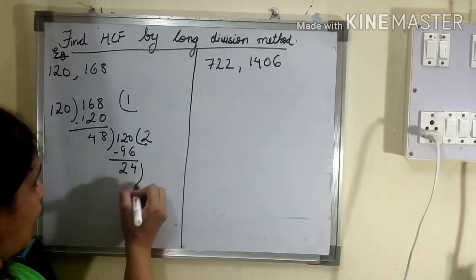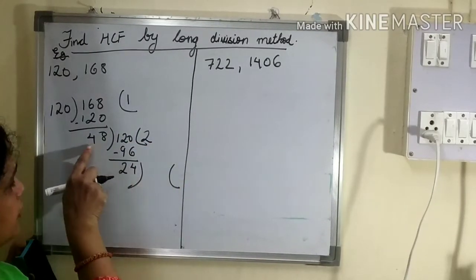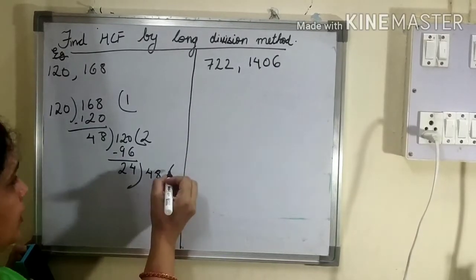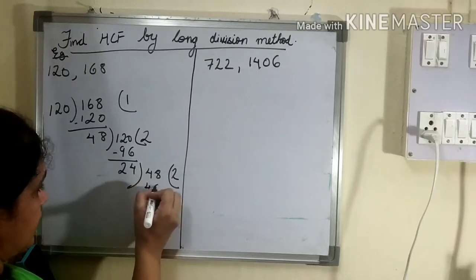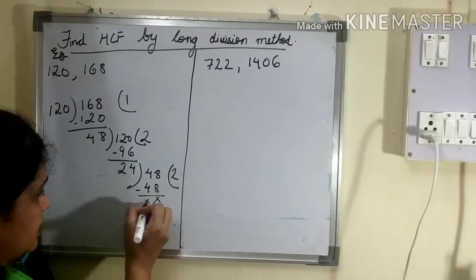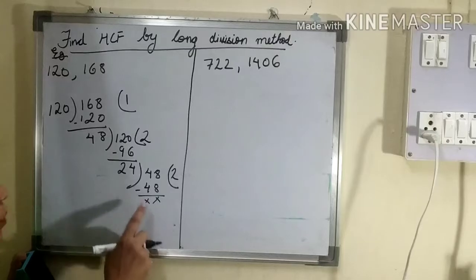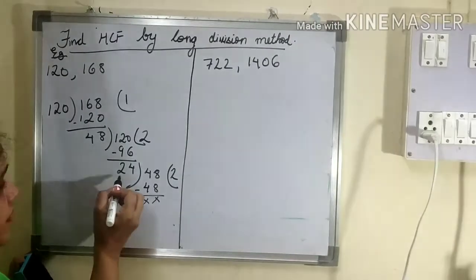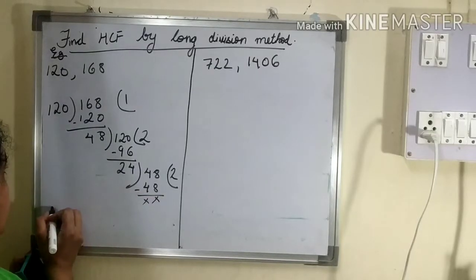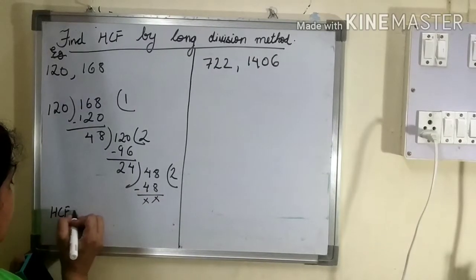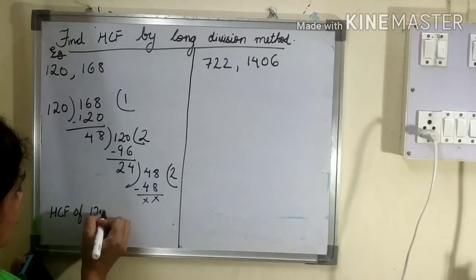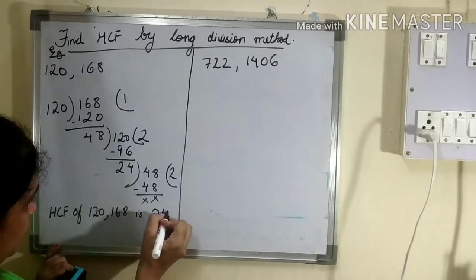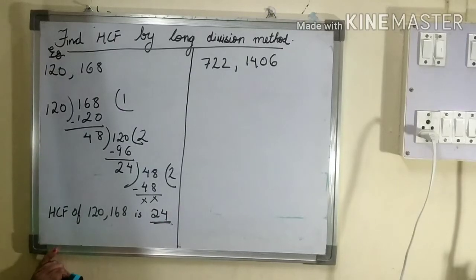Okay. Now this will be the divisor, and which will be the dividend? 48 will be the dividend. Now 24 2s are 48. Now no remainder is left, and according to the steps we proceed till we get no remainder. Now this completes our division, and the last divisor becomes the HCF. So HCF of 120, 168 is 24. Okay. In this way we solve.